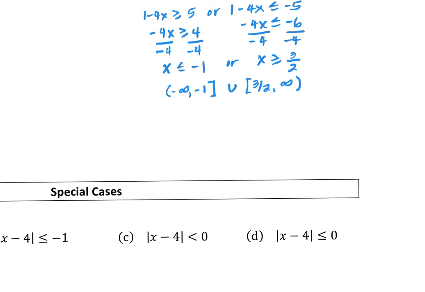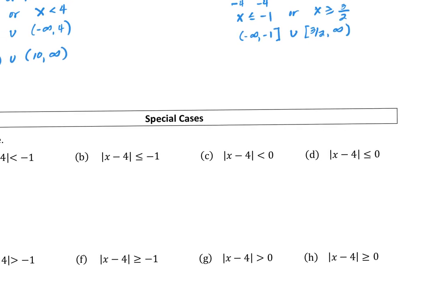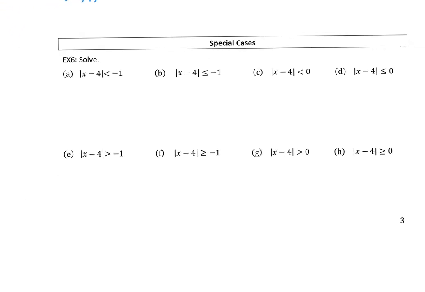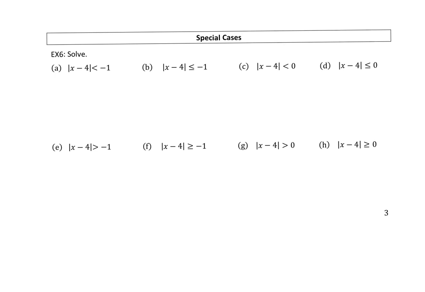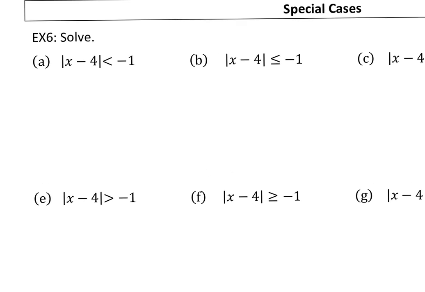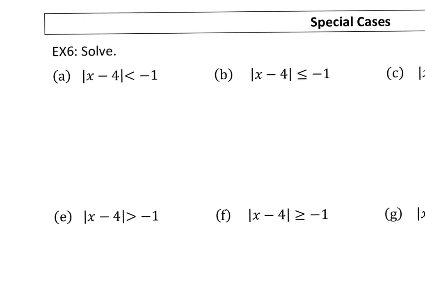So the order's fine. As with solving equations with absolute values, we tend to have an issue when we have 0 or a negative number. And that's true with the inequalities as well. However, there's more cases to cover. So let's just look at a specific example. Example 6a, we have an absolute value, x minus 4, that's less than a negative number.